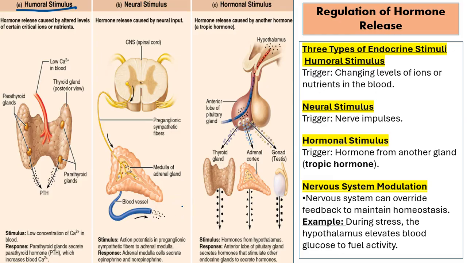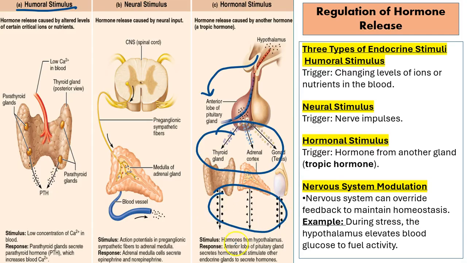Now, the nervous system can modulate this as well. It can override any kind of feedback to maintain homeostasis. So if you know you're producing a lot of this particular hormone, it can say, okay, let's inhibit the production of that hormone. So for example, we know the hypothalamus has the ability to suppress the anterior pituitary. And if it suppresses the anterior pituitary, it can then suppress the acting on other endocrine glands, which is then going to suppress the release of certain hormones.